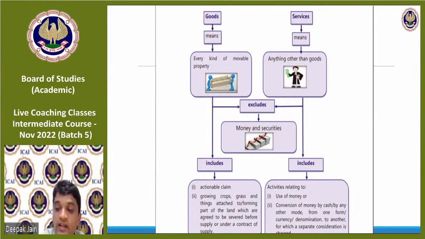So you don't have to worry that on all actionable claims GST is there. No, on all actionable claims GST is not there. Only on three kinds of actionable claims, that is lottery, betting, and gambling, GST is there. All other actionable claims are excluded from the definition of supply itself.